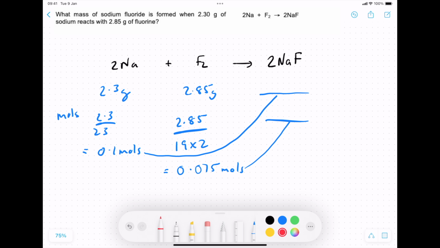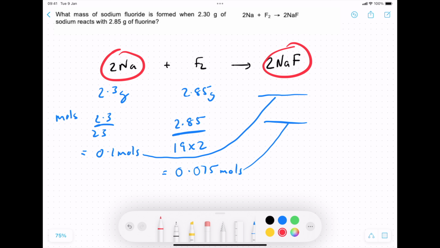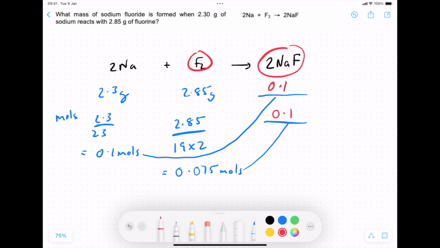Okay, so let's look at the sodium first of all, and you can see the molar ratio of sodium to sodium fluoride is 2-to-2, which is the same as 1-to-1. So therefore, the number of moles of sodium fluoride that would be made would be 0.1. Now, if we look at fluorine, you can see the molar ratio is 1-to-2. So that means 0.075 moles of fluorine would generate twice as much sodium fluoride, which would be 0.075 times 2, would be 0.15.